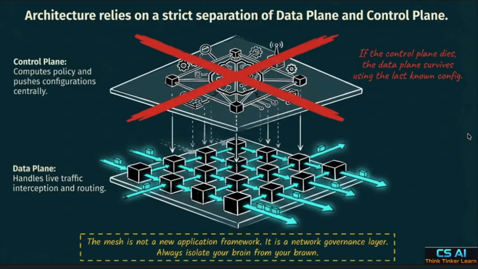The architecture relies on a strict separation of the data plane and the control plane. Think of it as isolating the brain from the brawn. The control plane is the brain. It computes policy and pushes configuration centrally. The data plane is the brawn. It consists of the sidecar proxies that handle live traffic interception and routing. A critical design feature here: if the control plane dies, the data plane survives by using the last known configuration. The mesh isn't a framework, it's a governance layer.